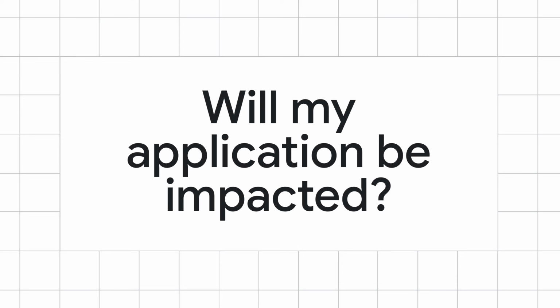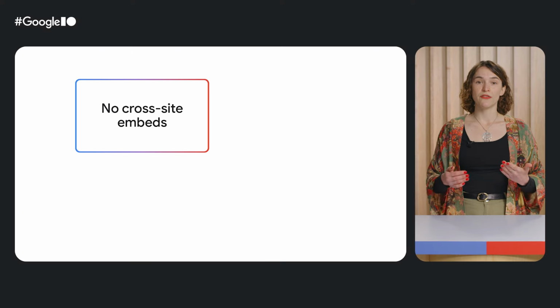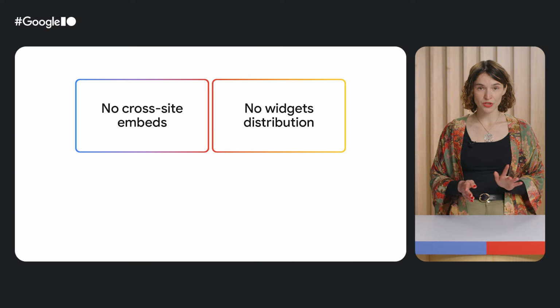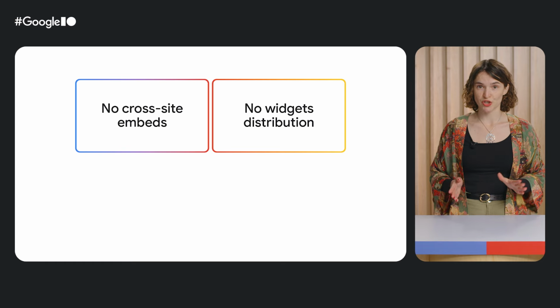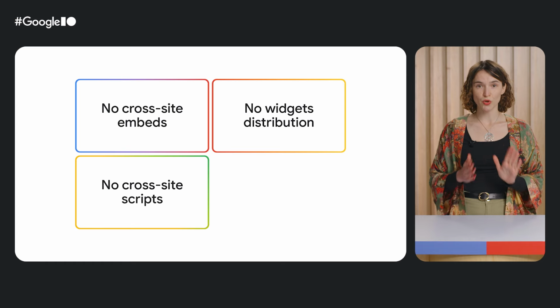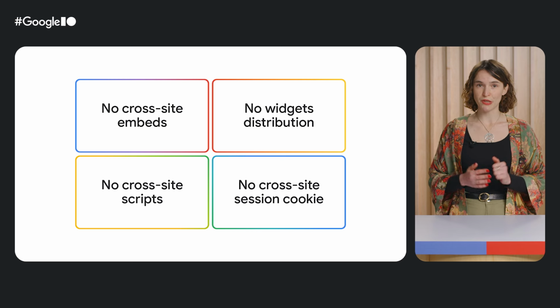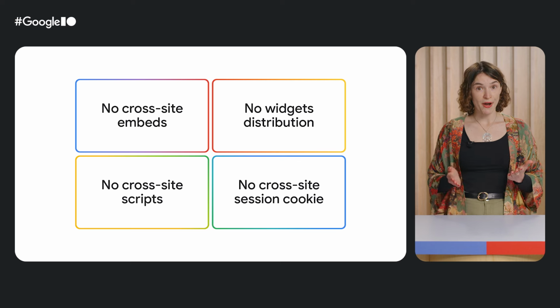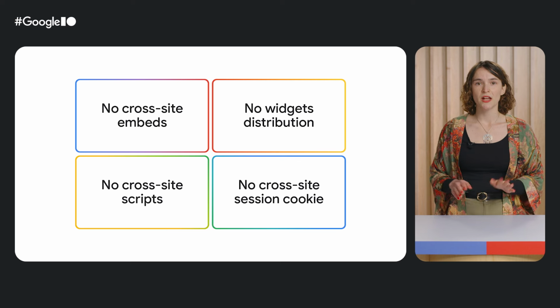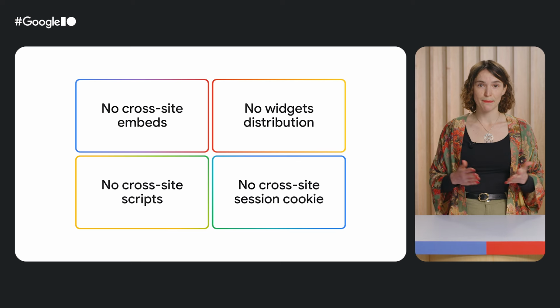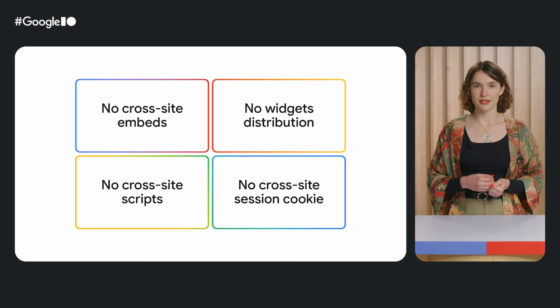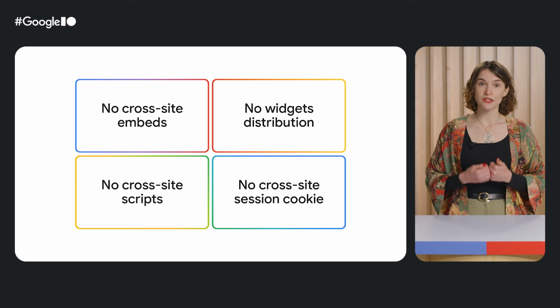Let's take a look at how to detect whether identity, payments, or embedded widgets rely on third-party cookies on your site. If you don't embed any content, don't distribute or rely on cross-site widgets, content, or scripts, and don't reuse the same session cookie across multiple sites, there is a chance you don't rely on third-party cookies. But today's web is composable. You probably don't implement everything from scratch. And most external identity and payment solutions rely on third-party cookies. So it never hurts to double-check.